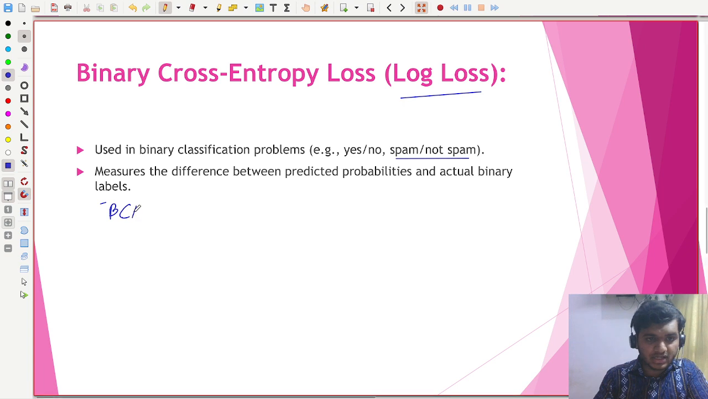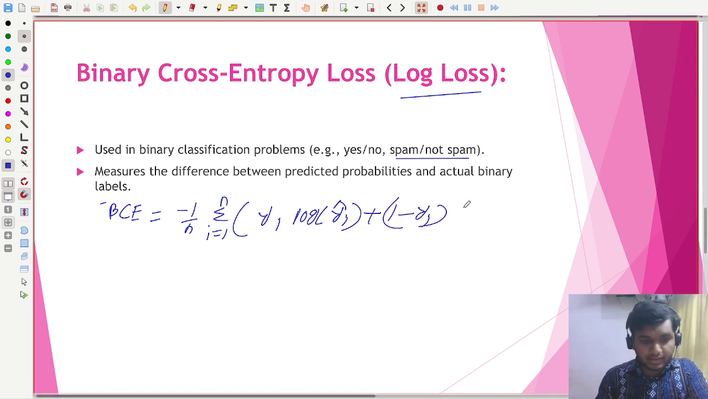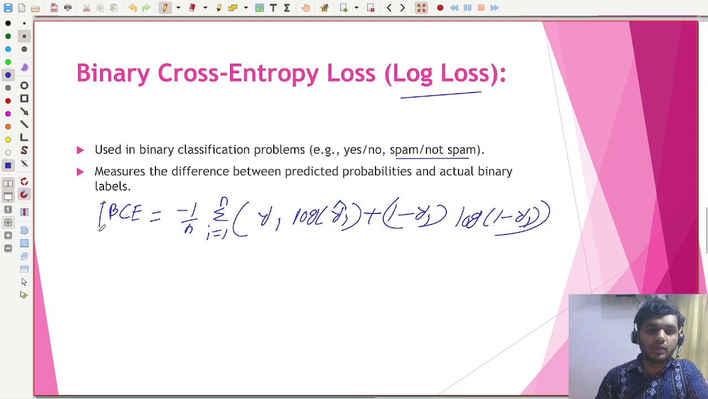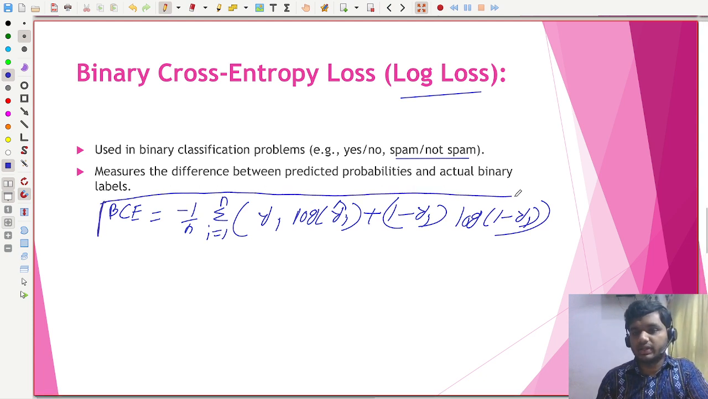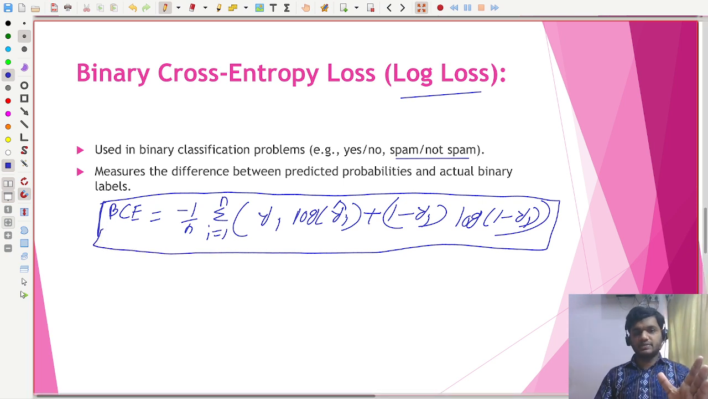binary cross entropy equal to minus 1 by n summation i equal to 1 to n, yi log of yi hat plus 1 minus yi into log of 1 minus yi hat. It is the formula of binary cross entropy loss, and it is used only for binary classification problems.